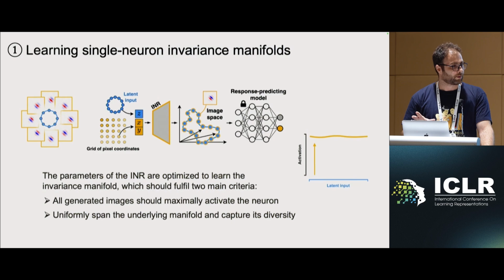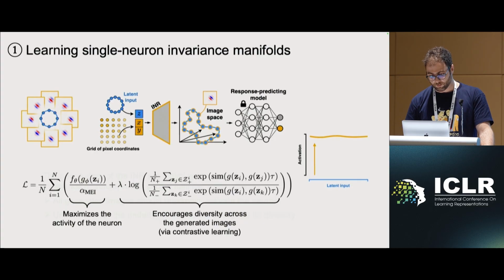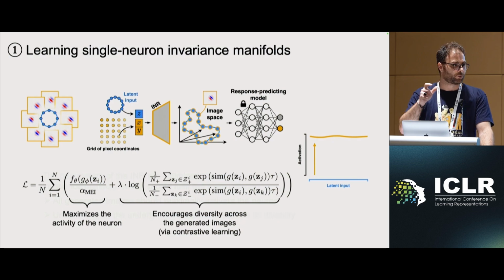Now, given a neuron, what we optimize are the parameters of the implicit neural representation to capture the invariance manifold. And the invariance manifold should fulfill 2 important criteria. One is that all the images that are generated by this, that lie on this invariance manifold, should maximally activate the neuron. And the other one is that the learned manifold should ideally span the complete underlying invariance manifold and capture its full diversity. And so the objective function that we use directly relates to these 2 criteria.